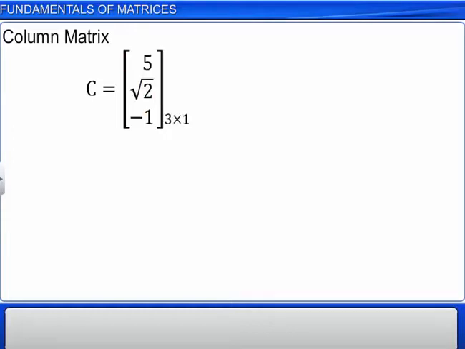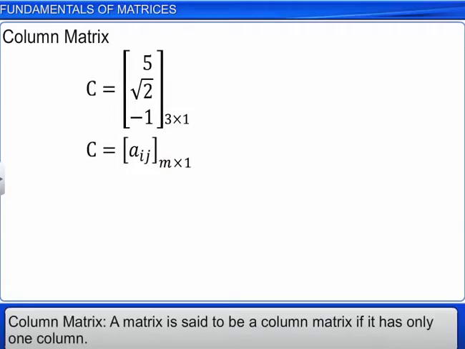The matrix shown here is of order 3 by 1. The general representation of a column matrix having m rows is as shown. A matrix is said to be a column matrix if it has only one column.